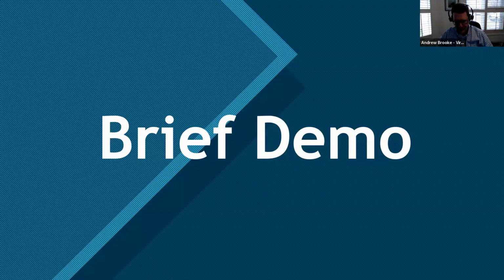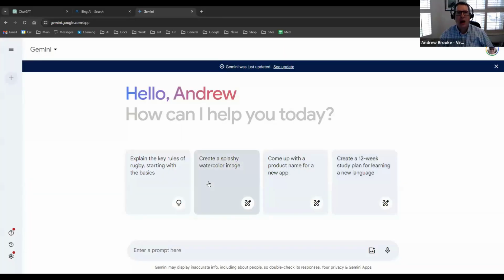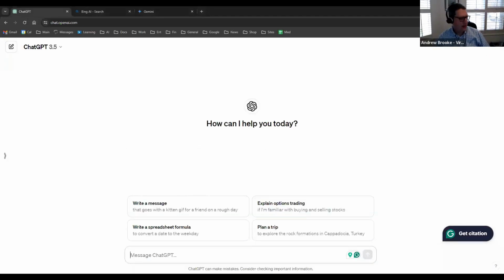So I'd like now just to give a brief demo of the 3 tools that I talk about. So I'm going to exit out of here, I guess I'll share my screen again and we'll go to the web. We'll look at these 3 tools. And we'll start with Chat GPT. So I'm just going to give 3 examples.